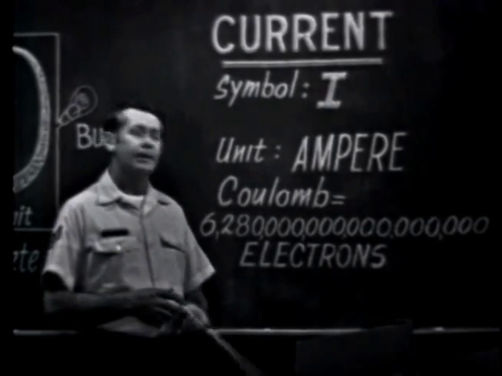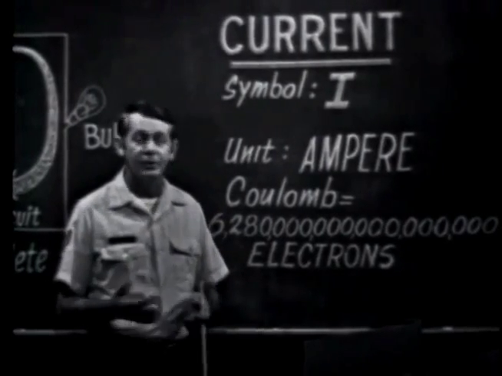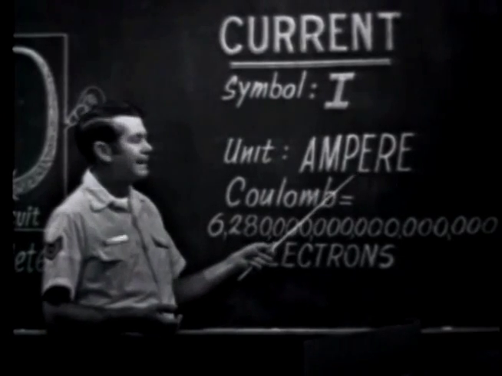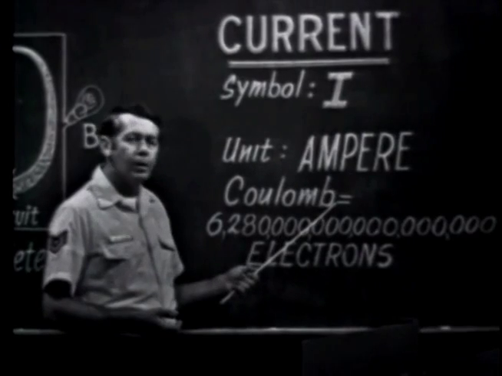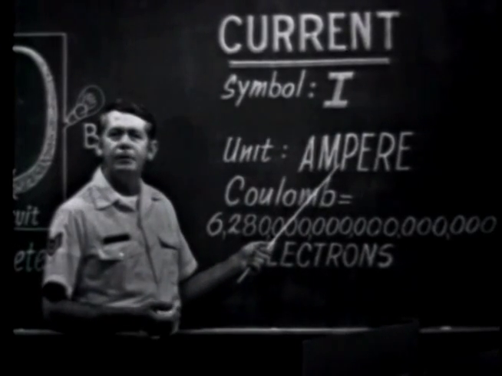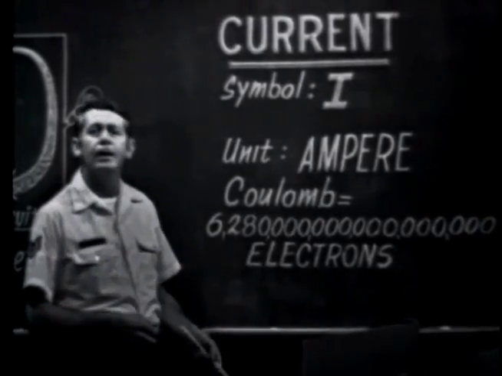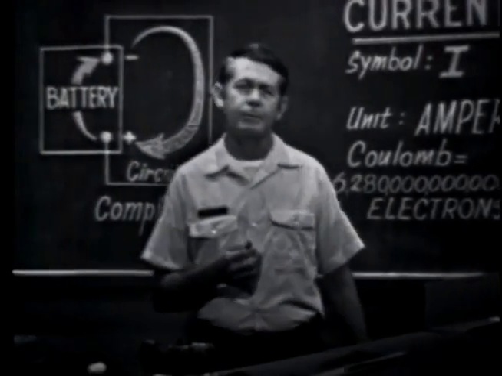Now, of course, trying to count this many electrons would be like trying to count the grains of sand on the beach. It just isn't practical. So we'll rely on meters later on to measure current in amperes. Now, an ampere is 1 coulomb flowing past a point for 1 second. And it's called ampere in honor of the French physicist who discovered this means of measuring current.